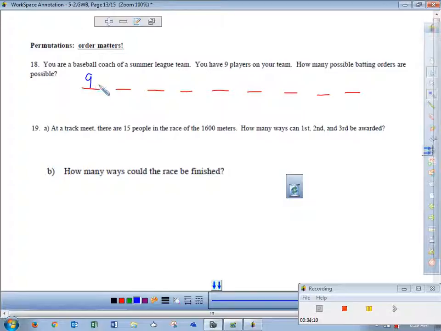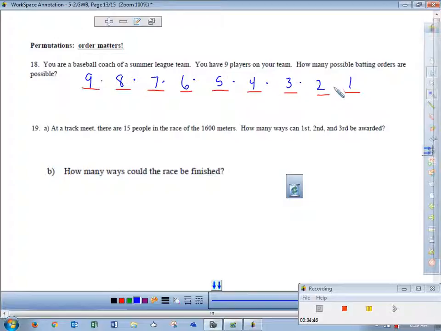Then you've picked somebody to lead off. So how many people are left for you to bat second? You've only got 8 more people to choose from. Then, after that, there's only 7 people left to bat third, and 6 people left to bat fourth, 5 people left for this spot, 4 people, 3 people, 2 people, and then at the end it's like, well, looks like you're last, Junior. So there's only 1 person left to bat last. What do? We multiply all those together.